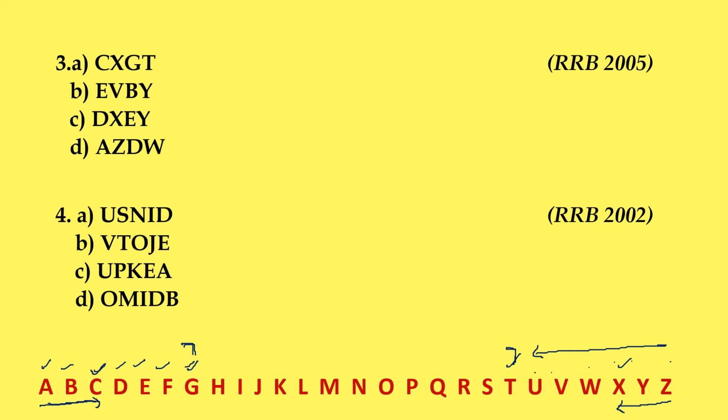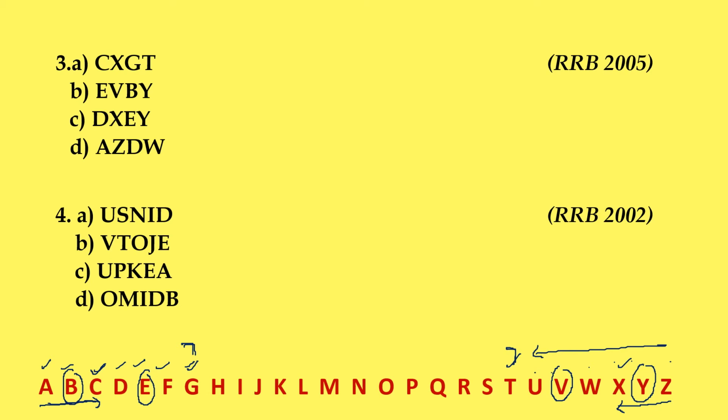Now let us look at the second option, EVBY. So where is E? Here is E and we have V here. So I can see that both E and V are at the 5th position. E is at the 5th position from the beginning and V is at the 5th position from the rear end, from the back side. Then B is at the 2nd position from the beginning and Y is at the 2nd position from the rear end. So that means the relation between A and B is the same.